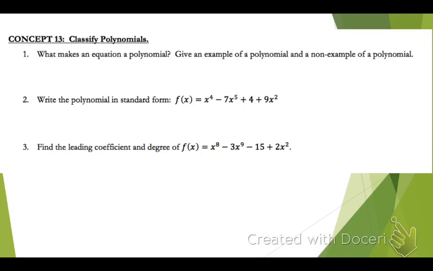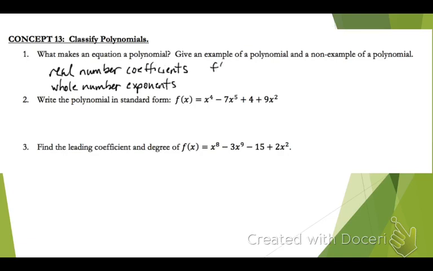The first thing you're looking for is that you have real number coefficients, and the second thing you're looking for is whole number exponents. So real number coefficients and whole number exponents. So an example of a polynomial that has both of those criteria could be f of x equals negative 2x squared plus 1/3 x. 1/3 is a real number.